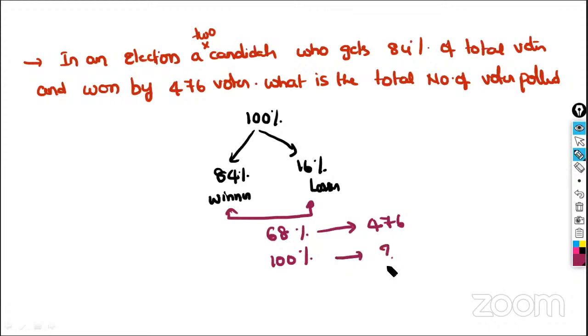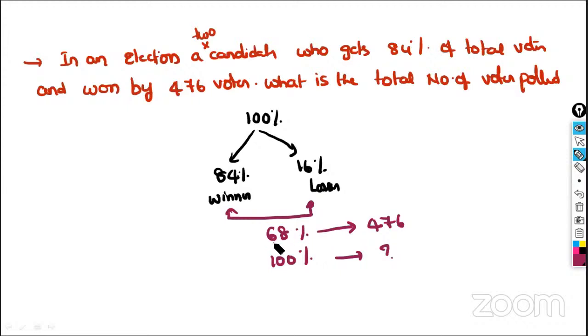That is the procedure. Okay. In 100% of polled votes, the winner got 84%. That means obviously the loser got 16%. So the difference between these two is 68%. So 68% is 476 votes. Then what is the 100%? Now try to calculate mentally, not on paper.